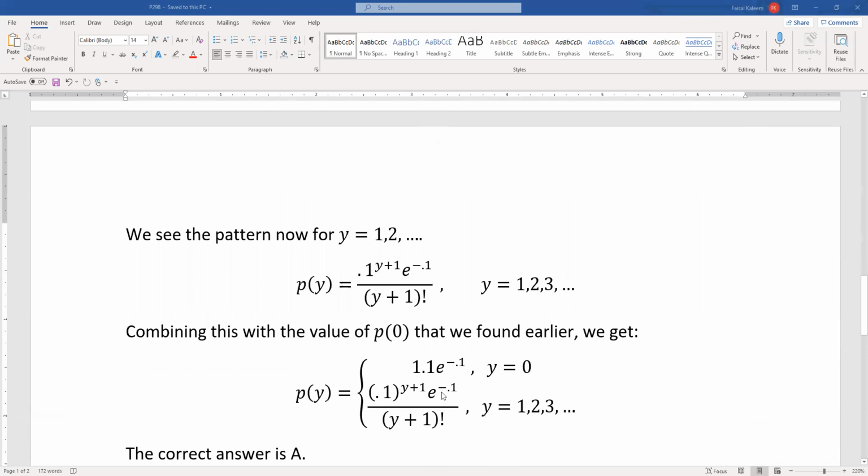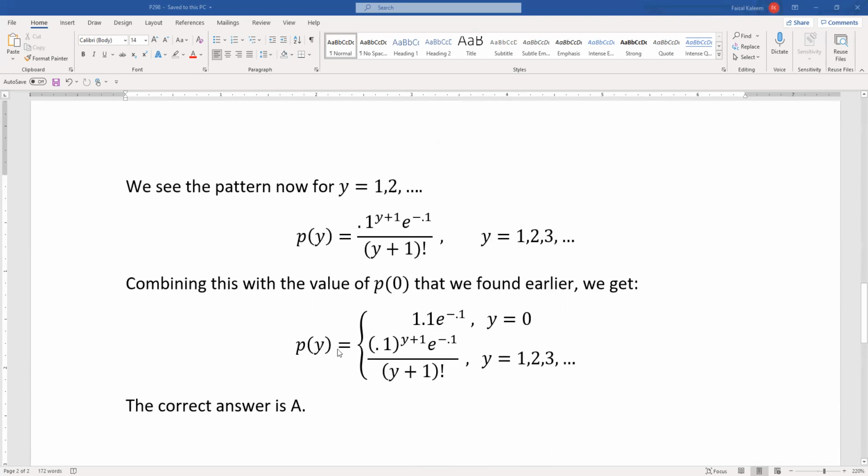Now combine this with P of 0, which we already found, and that gives us the probability function. For y equal to 0, we have 1.1 e to the negative 0.1, and for y equal to 1, 2, 3, we have this. And this was choice A.